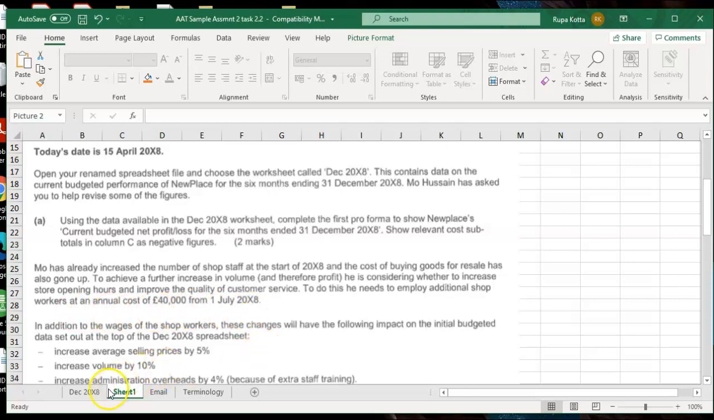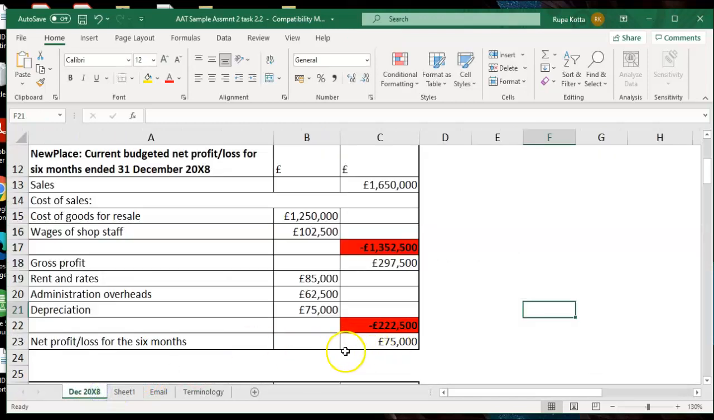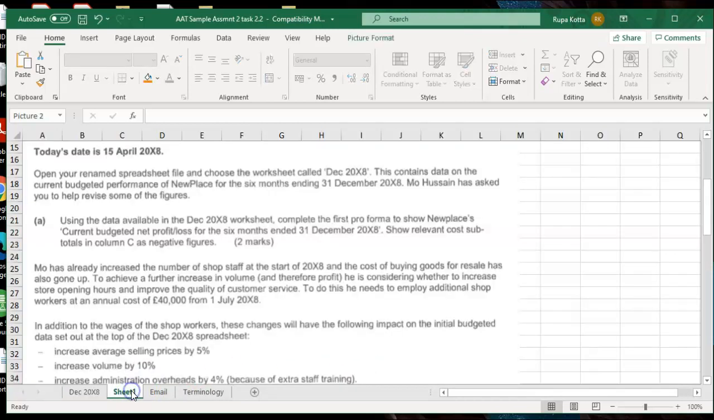So according to his budget, his profit is only 75,000. So he wants to make some changes, so he has given you some revised figures, and because he wants to increase his volume and the profit, he wants to increase the opening hours. And when the opening hours are increased, he needs to employ additional staff workers at annual cost of 40,000. But please remember, you are only doing it for 6 months, so you should only take 20,000 from there.